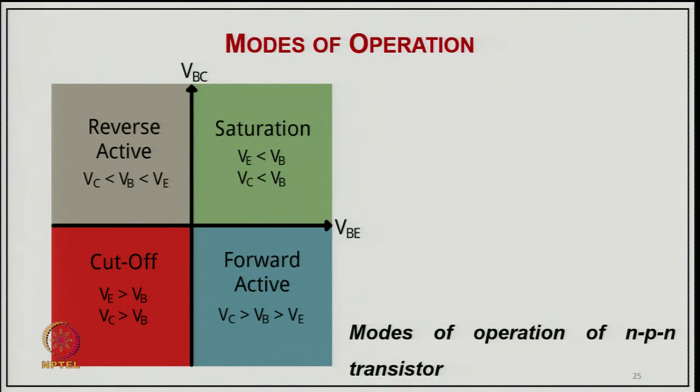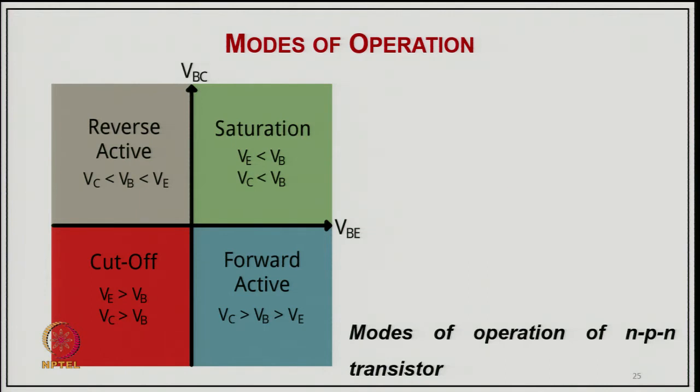So, this is the forward active mode, and we have a saturation mode where the base voltage is larger than the collector voltage as well as the emitter voltage. That is why we say VC is much smaller than VB here. So, this is saturation, where it works as a switch. And cutoff means where the emitter voltage is higher than the base as well as the collector voltage is also higher than the base. It means both junctions are reverse biased. So, this is the cutoff region.